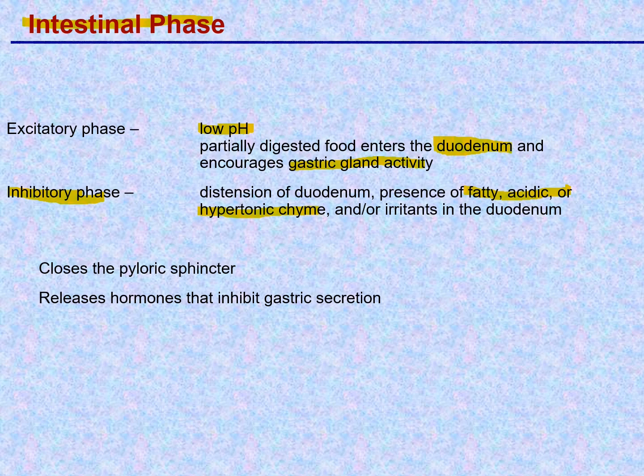And inhibition will close the pyloric sphincter so that more material doesn't move from the stomach into the duodenum, because after all, the duodenum is full at this point. There's fatty or acidic or hypertonic chyme in it, and that's going to slow down the intestinal phase and processing of food in the stomach, and keep the pyloric sphincter closed until the duodenum is available.